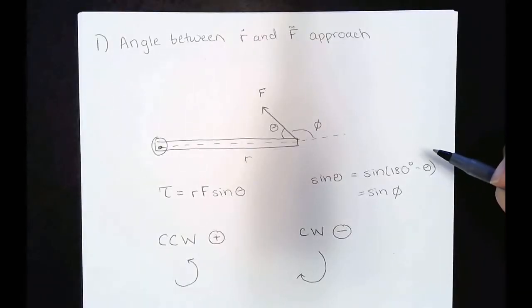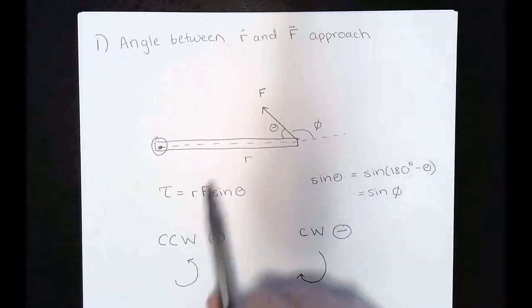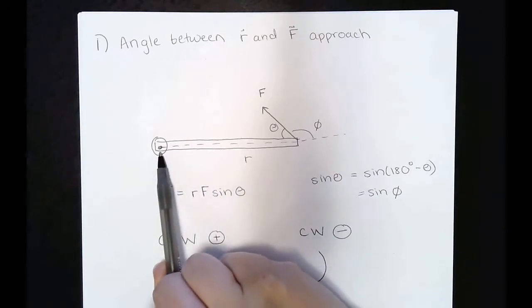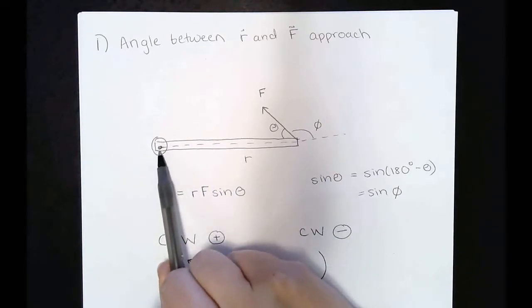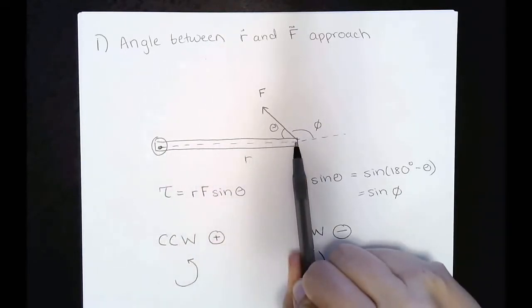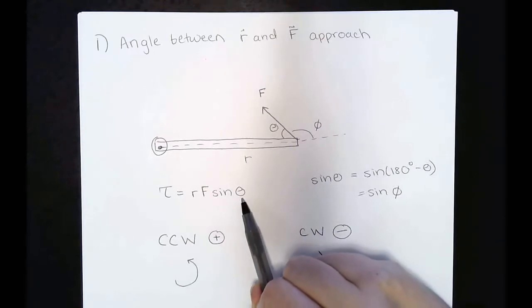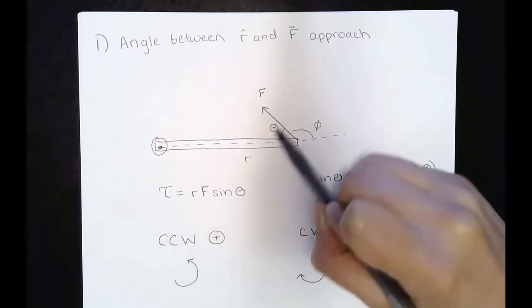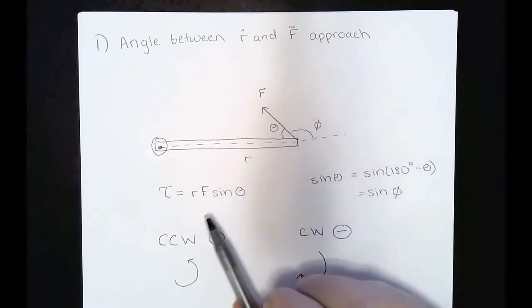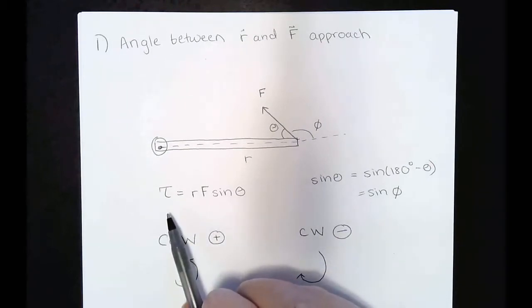The first method for calculating torque, the angle between R and F approach, is essentially what I described in the introduction. R is the distance from the axis of rotation or the pivot point to the point where the force acts, in meters. Then we have F, the force in newtons, and sine theta, where theta is the angle between R and F. And then we can plug those in and we get an expression for torque in Newton meters.